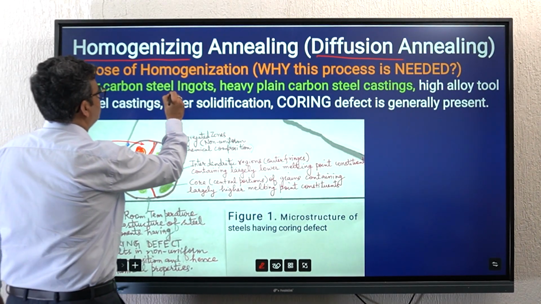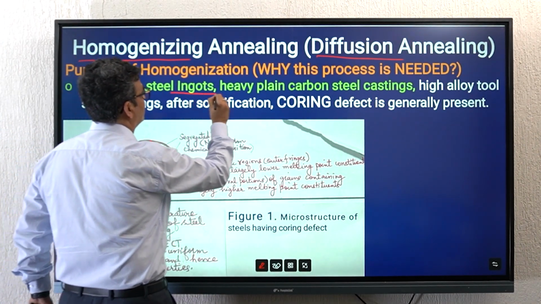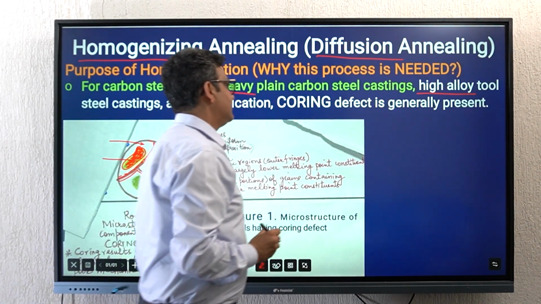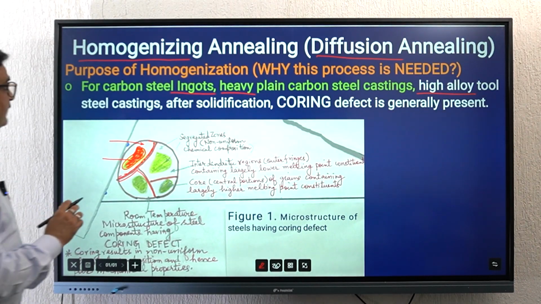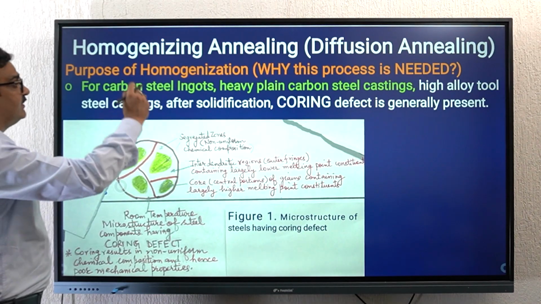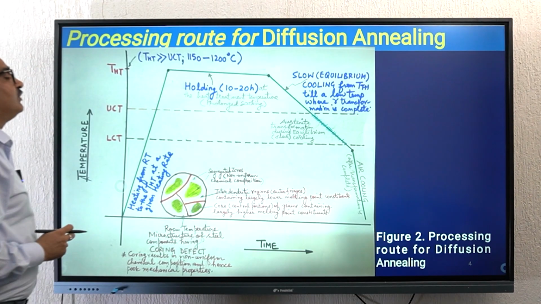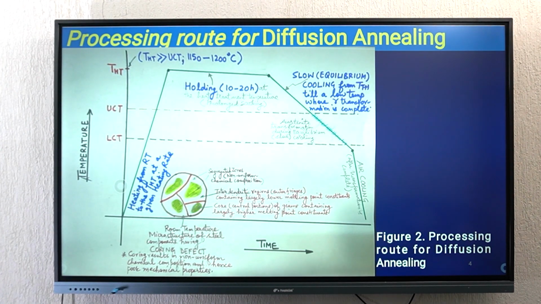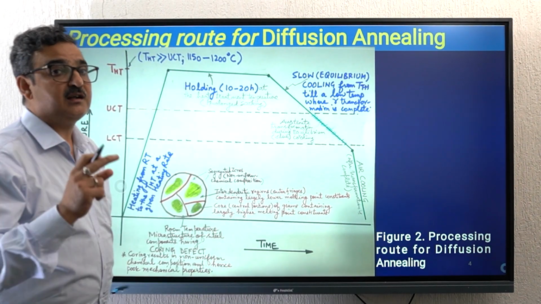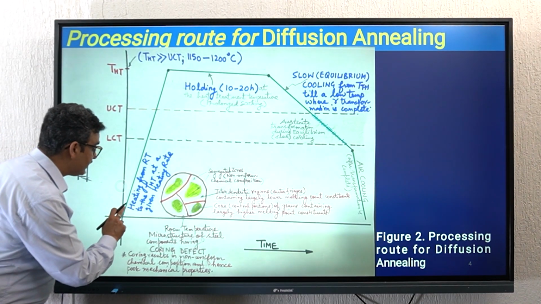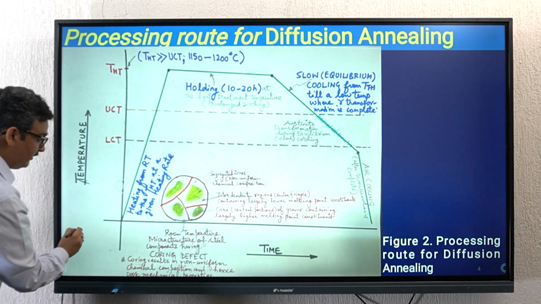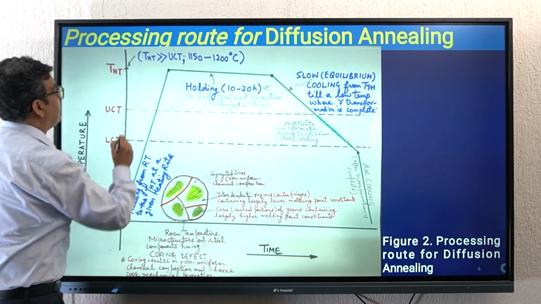Again, I repeat, this problem is generally noted for steels in case of ingots, in case of heavy castings, in case of highly alloyed castings, and this problem must be eliminated. Let's see how diffusion annealing works. What is the processing route that you have to follow in order to give diffusion annealing to a steel component? See students, this is the only process where you will take your steel from the room temperature to a heat treatment temperature, and that heat treatment temperature, students, will be far in excess of the upper critical temperature.